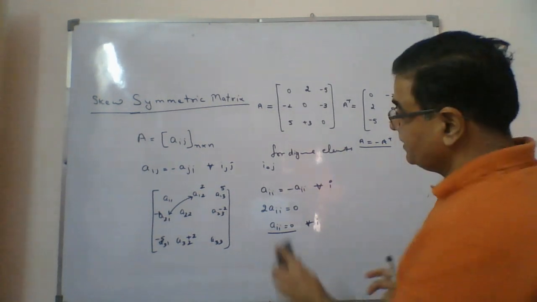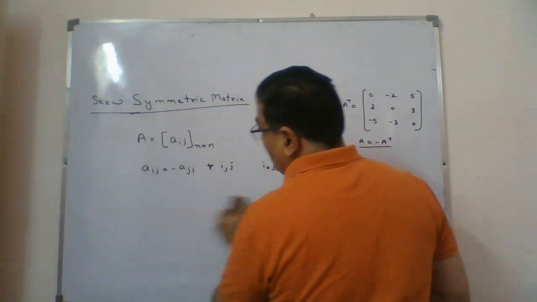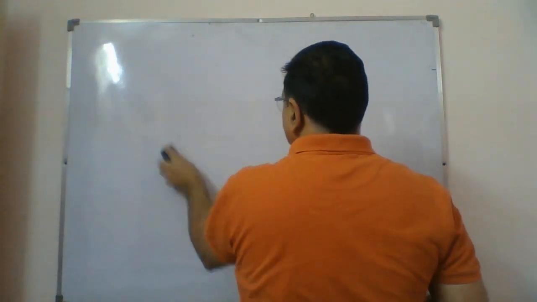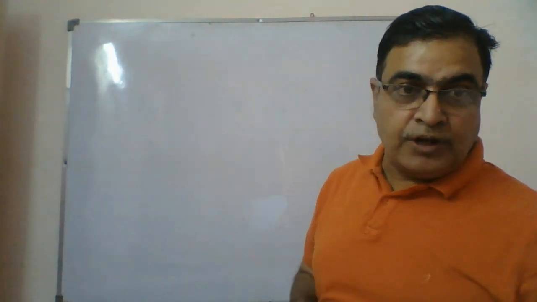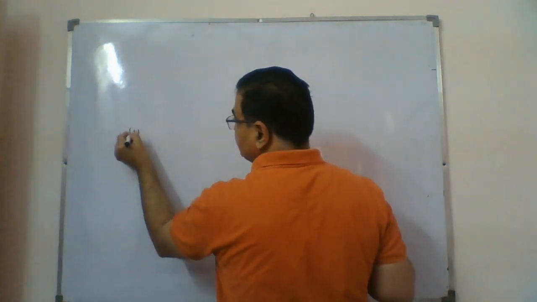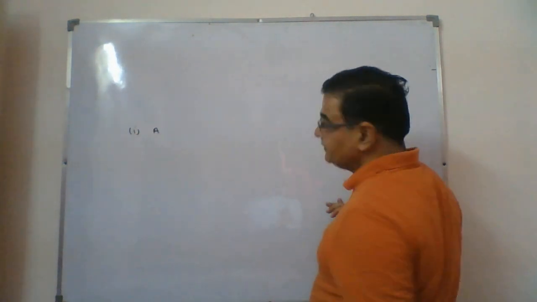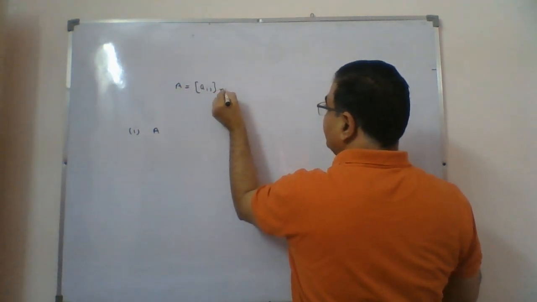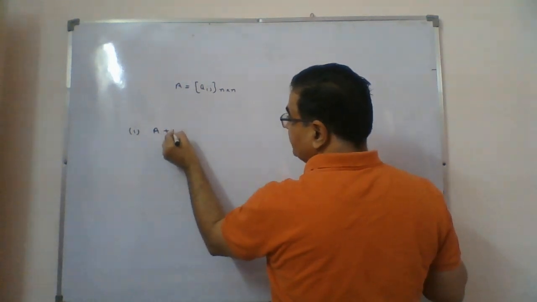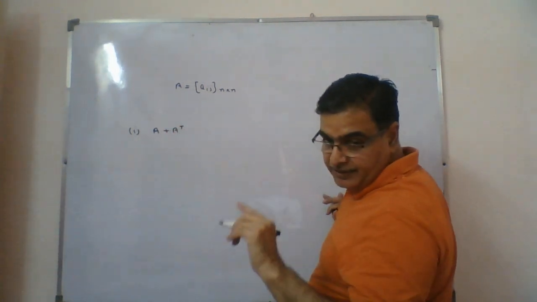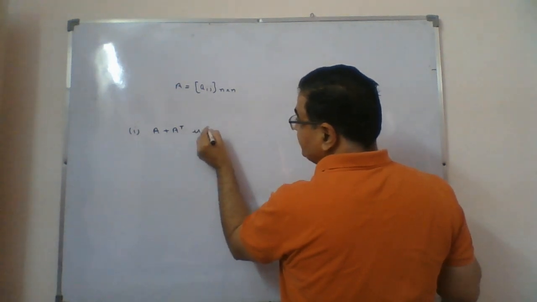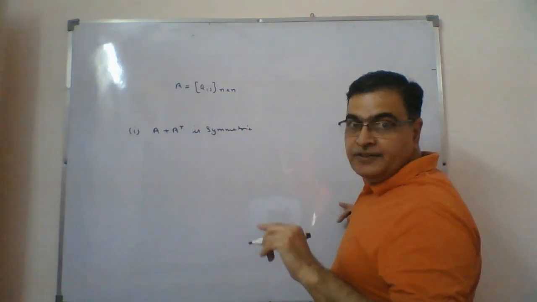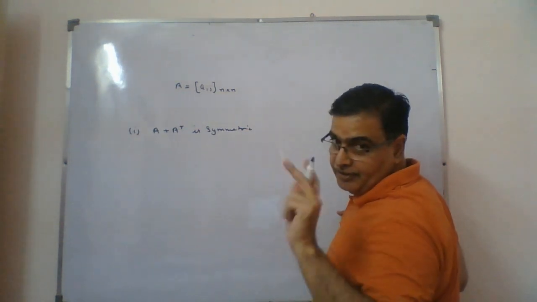Now coming to some more properties. Properties of symmetric and skew symmetric matrix. First property says, if A is any square matrix, I am taking Aij, order is n into n, then A plus A transpose, the matrix and its transpose if added, is always symmetric. In a matrix, if you add its transpose, it will come out to be a symmetric matrix.